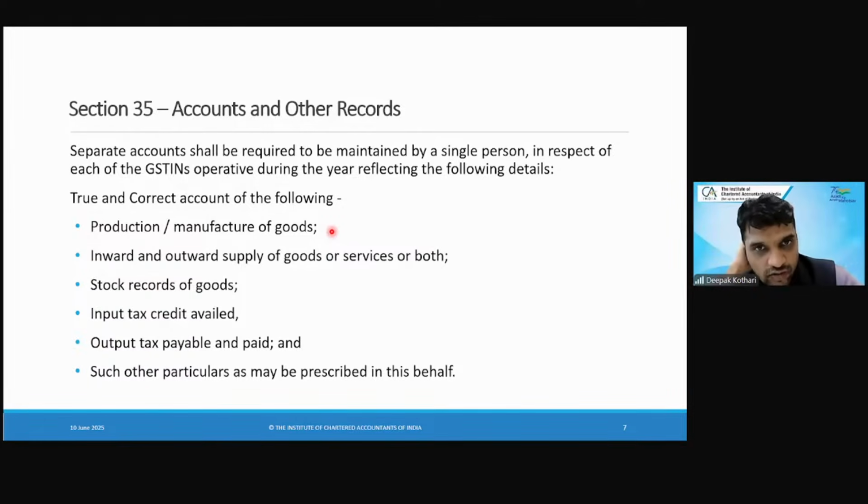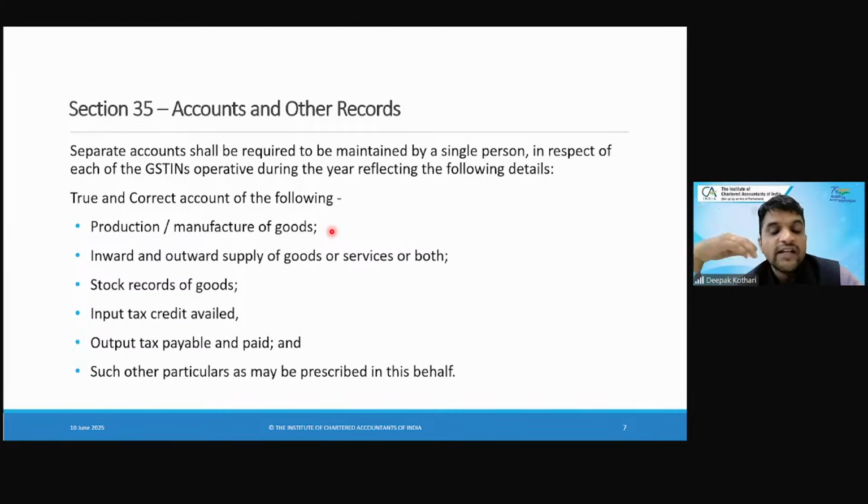Then stock records of goods. What is the stock which has been maintained, and how you are maintaining it daily. The stock record also has to be maintained. Then input tax credit availed. Any ITC that you're availing, that detail is called the input tax register. So you have to maintain an input tax register. Then output tax payable and paid. What is the input you have availed and what is your output? In output, it has payable and paid.